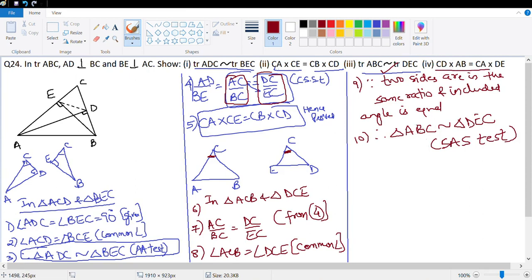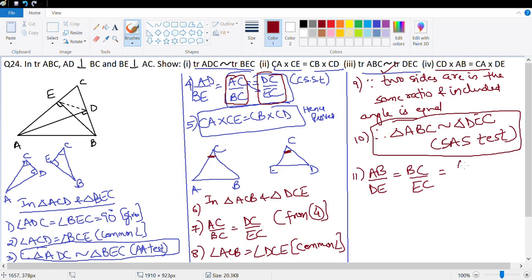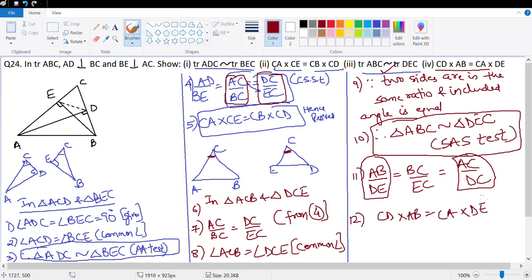Last part, let's do the CSST for this and see if we get something, which means AB upon DE is equal to BC upon EC is equal to AC upon DC. So CD into AB, which means this one and this one. Let's cross multiply. What we get is CD into AB is equal to CA multiplied with DE. Hence proved. This was CSST. Good, that finishes this video for me.